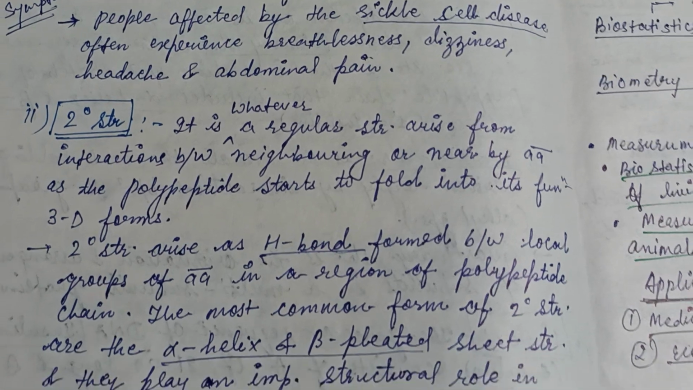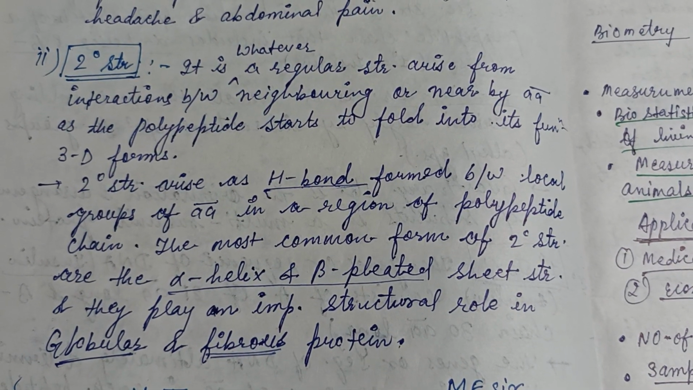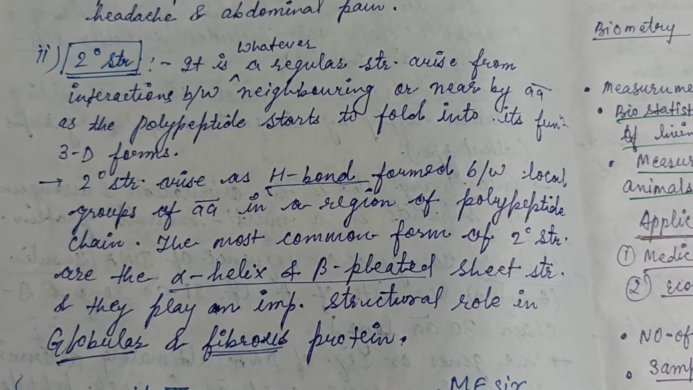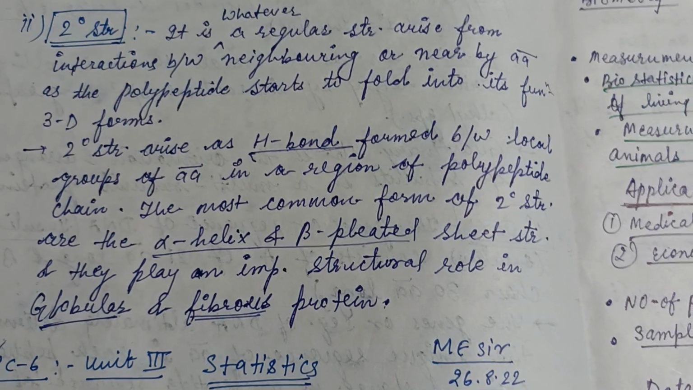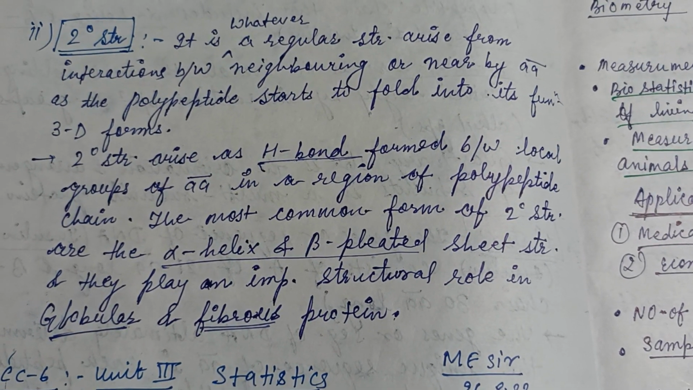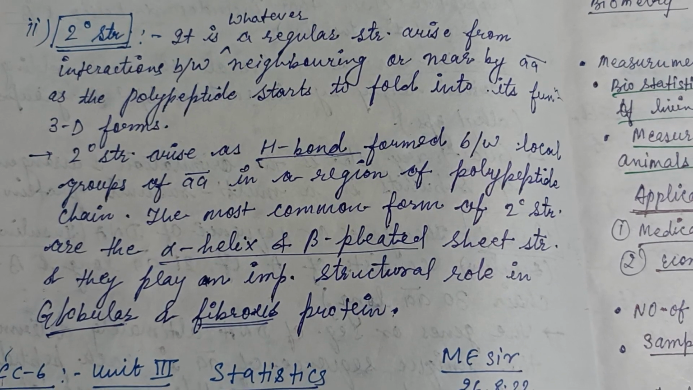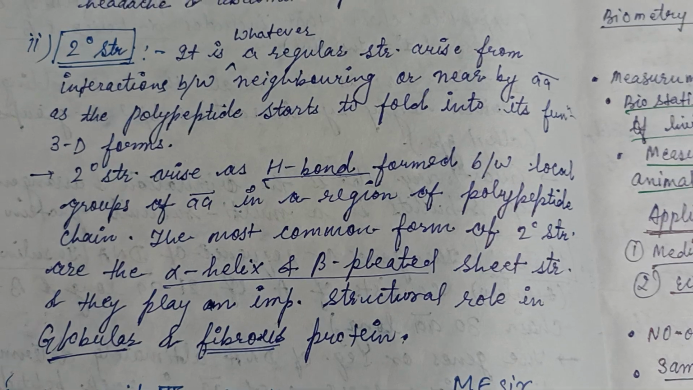sickle cell disease. Secondary structure is a regular structure formed by interaction between neighboring or nearby amino acids as these polypeptides start to fold into their functional 3D form. It involves H bonds between local groups of amino acids. The most common forms of the secondary structure are the alpha helix and the beta pleated sheet.